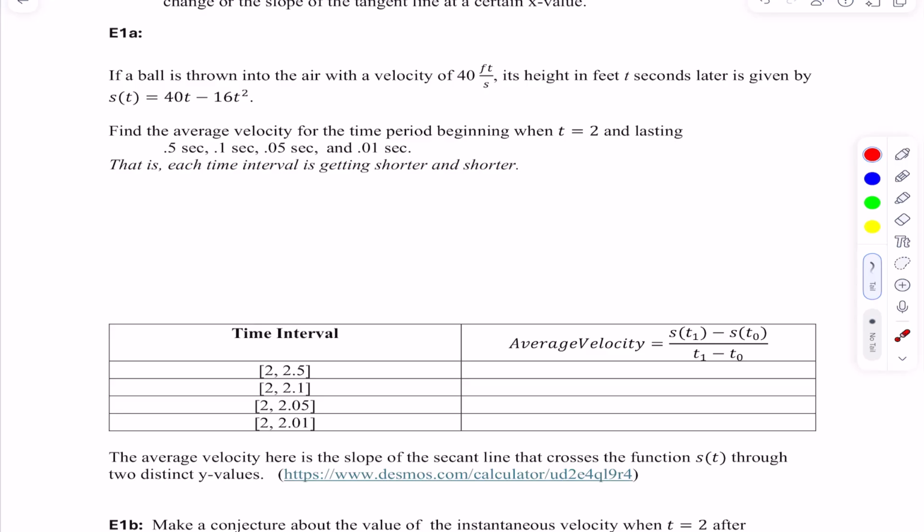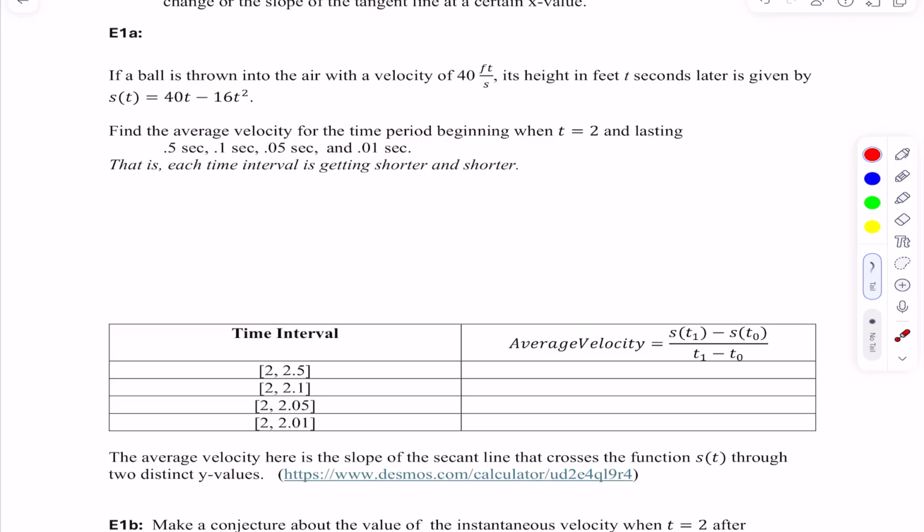We're going to go ahead and analyze numerically these computations of average velocity, and then we'll use those computations to make a prediction at a very specific moment in time. And at that very specific moment in time, we're going to estimate something called the instantaneous velocity. So let's begin with an example.